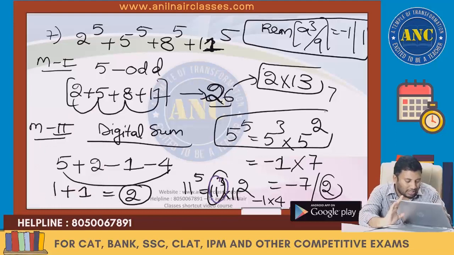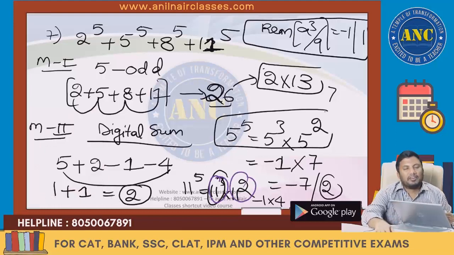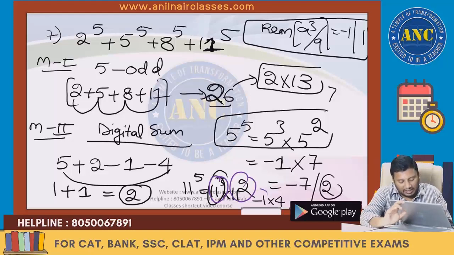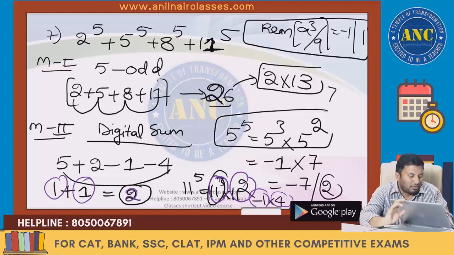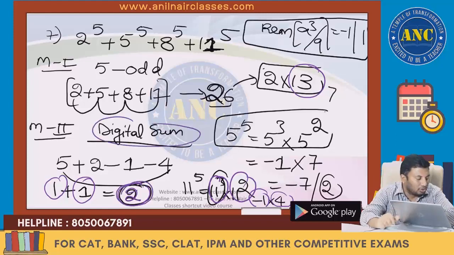That also, the logic, I think, should be clear. 11 is 2, 2 cube is 8, 8 is minus 1, 2 square is 4, minus 4. 5 plus 2 minus 1 minus 4. These 1, 2 minus 1 is 1, 1 plus 1 is 2. Answer should be divisible by 13. Answer should give digital sum 2.